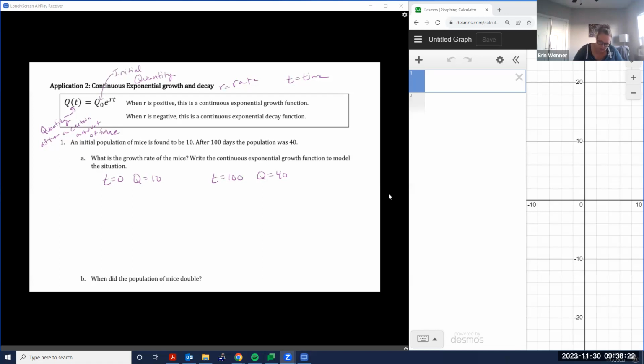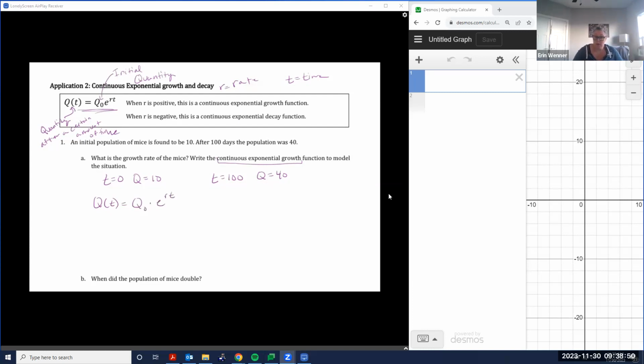So this statement here where it says continuous exponential growth, when we see the words continuous exponential, that means that we have to use this formula. Okay, I want that to trigger in your head, like, oh, I see the word continuous, I've got to go with that. So that tells us that we've got our quantity after time t equals our initial quantity at time 0 times e to the RT.